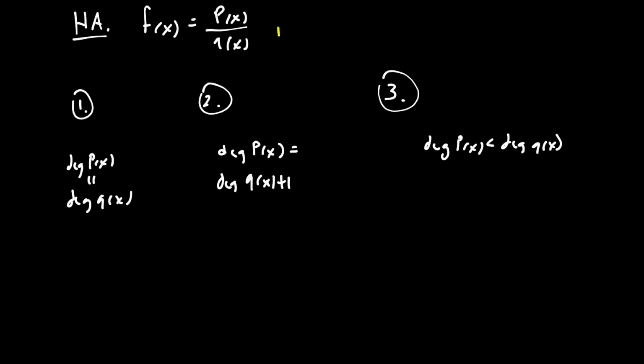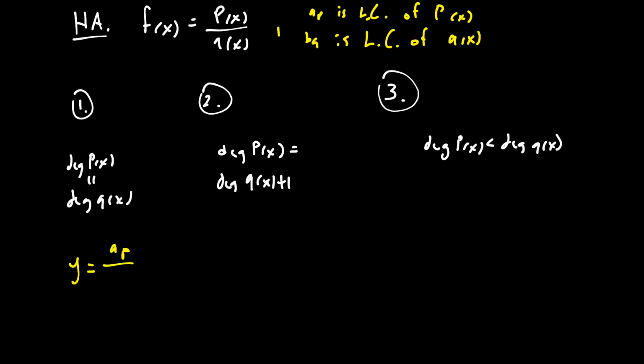And let's also suppose that a sub p is the leading coefficient of p of x, and b sub q is the leading coefficient of q of x. So in the first case where we have the degree of p of x is equal to the degree of q of x, this gives us a horizontal asymptote at y is equal to a sub p divided by b sub q. In the second case, when we have the degree of p of x is equal to the degree of q of x plus 1, we don't have a horizontal asymptote, so this is no horizontal asymptote.